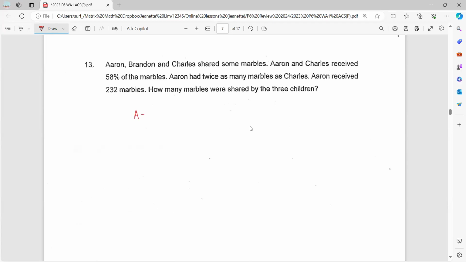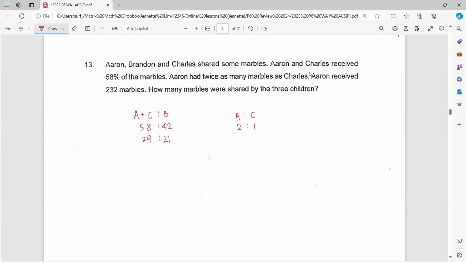B. So how do I write it? I'll write it this way: A plus C to B. So A and C, 58 units. B is the remaining 42. Your total is 100 units. Now let's simplify this first before we continue. So divide by 2, you get this. Then the next sentence, Aaron had twice as many as Charles. So Aaron to Charles, Aaron has twice of Charles, so 2 to 1.